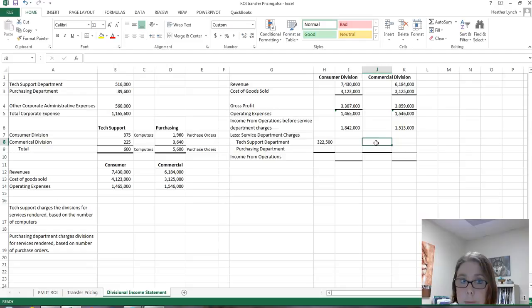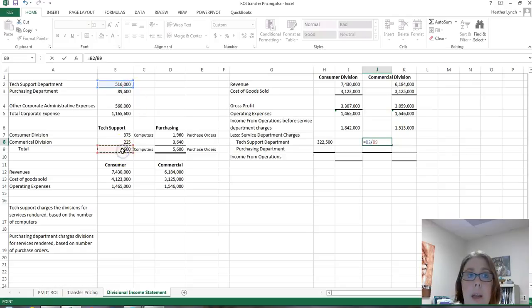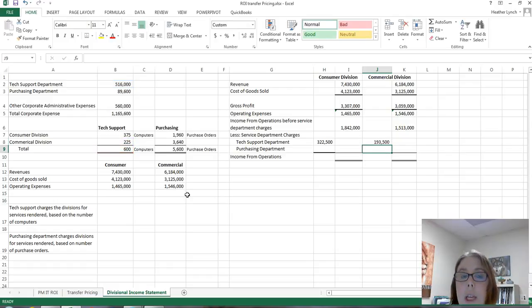Let's do it again for the commercial. Okay, we take that $516,000, we divide it by 600. Let me do that in the calculator. 516,000 divided by 600. That's $860 per computer. Commercial division has 225 computers in their department. So you times that times the 225, you're going to get $193,500 for computers.